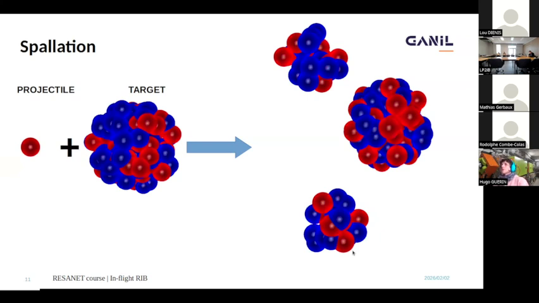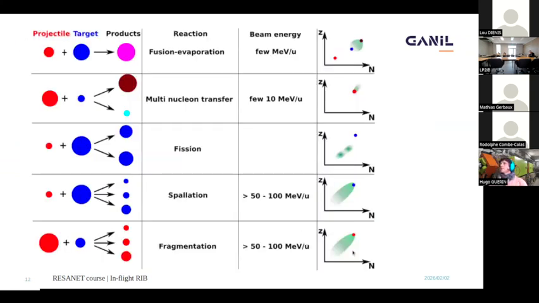And the last method is spallation. It's quite the inverse. You have a heavy target and a light projectile, and it is much more the target which will break into fragments. Here is a summary of these production mechanisms I showed you.